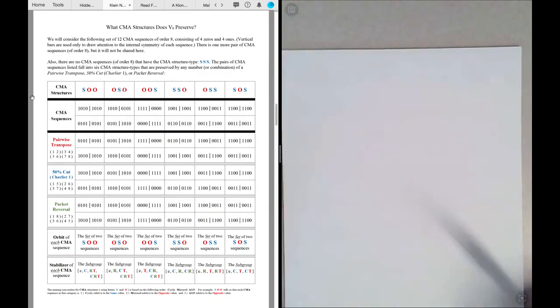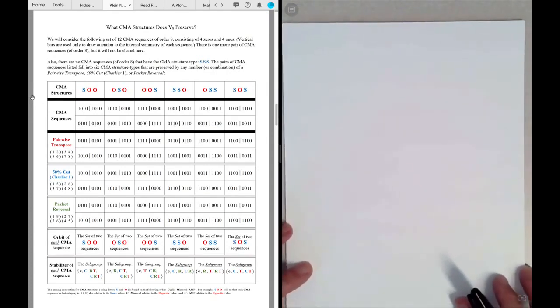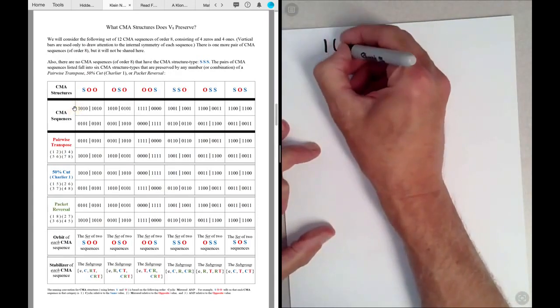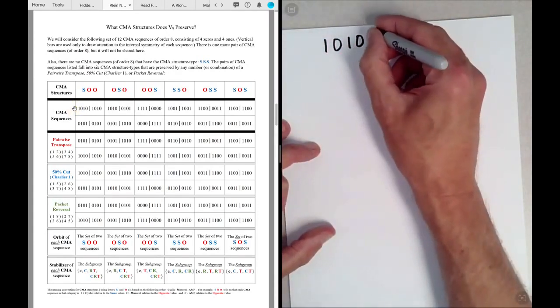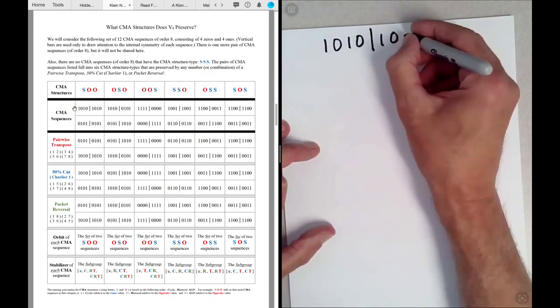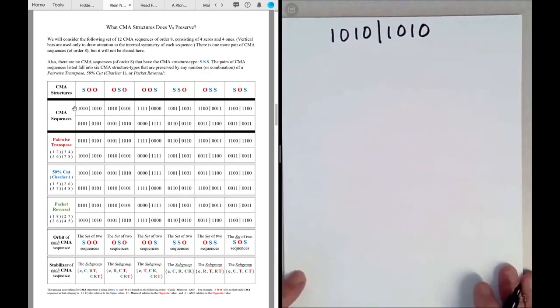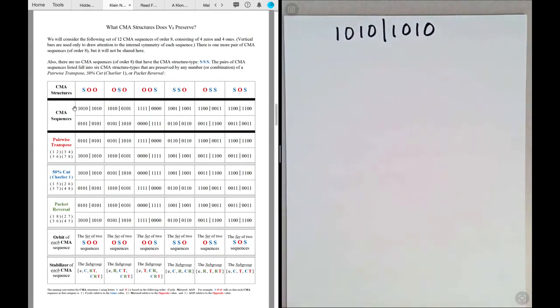So what I would like to do here is step through some of the mathematical derivations that support the results in this table. We're going to focus our attention right now on this CMA sequence. So what is this? 1, 0, 1, 0. And then we put a little vertical bar, which aids us in seeing where the center is. It helps us to identify symmetry and other features that might be of importance to us. Down here, we have the pairwise transpose.